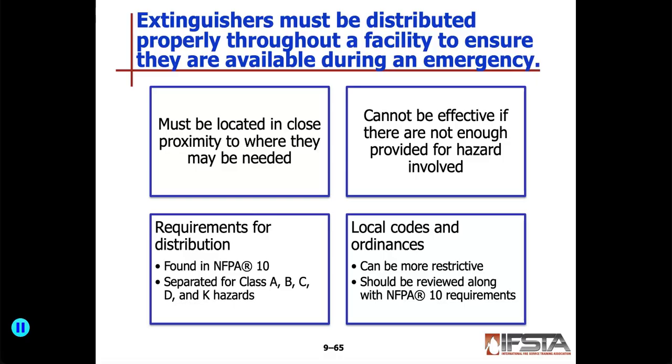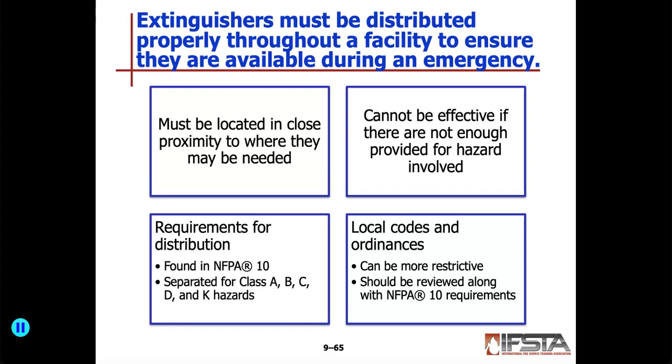So extinguishers may be distributed properly throughout a facility to ensure they are available during an emergency. So they want to be located in close proximity to where they're going to be needed. You can't be effective if there are not enough to provide for the hazard that we have involved. So they have to be suitable for the hazard and the amount of hazard that we have. Our requirements that we find for our distribution.